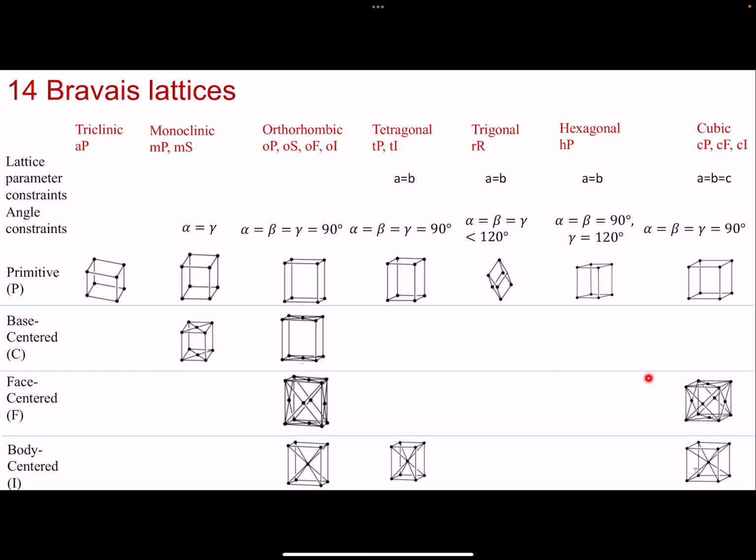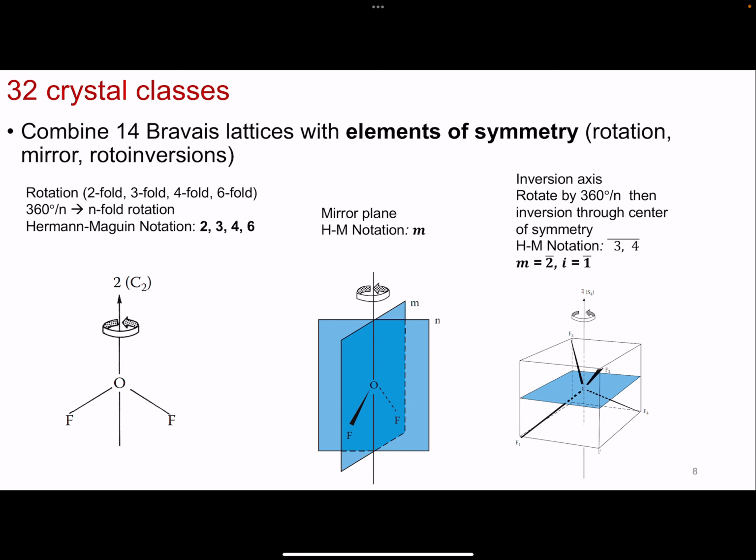We have 14 Bravais lattices, and if we add symmetry elements, we can then have additional crystal classes. So there are 32 crystal classes. So what are these elements of symmetry? Well, they are rotation, mirror, and also inversion.